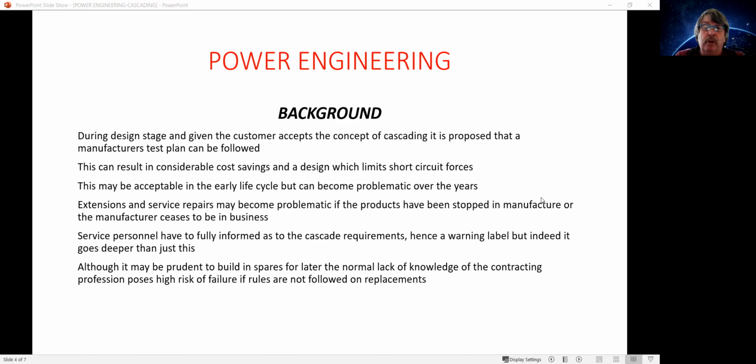So if the model has ceased production over the years, or even the manufacturer has gone out of business, you can't really approach this at that point. You have a problem. The service personnel have to be informed of these cascade requirements. So the warning label is applied, but we need to really have an understanding of what's happened in the background. And this is part of the problem.